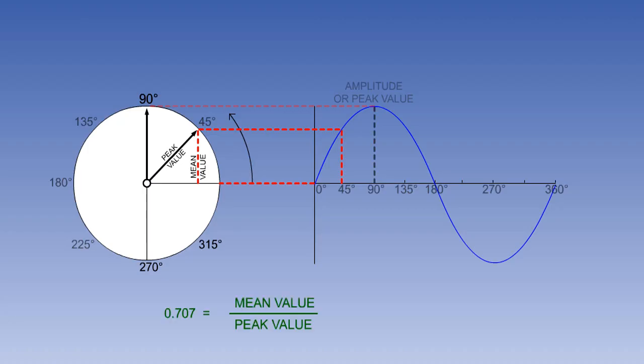The sine of 45 degrees is 0.707. So in our case, 0.707 equals the mean value divided by the peak value. By transforming the formula, we can say that the mean or RMS value of alternating current or voltage with a sinusoidal waveform is given by the formula RMS equals 0.707 multiplied by the peak value.